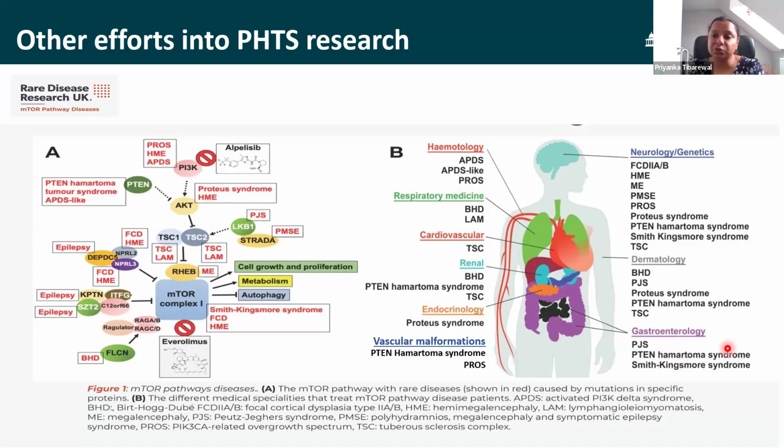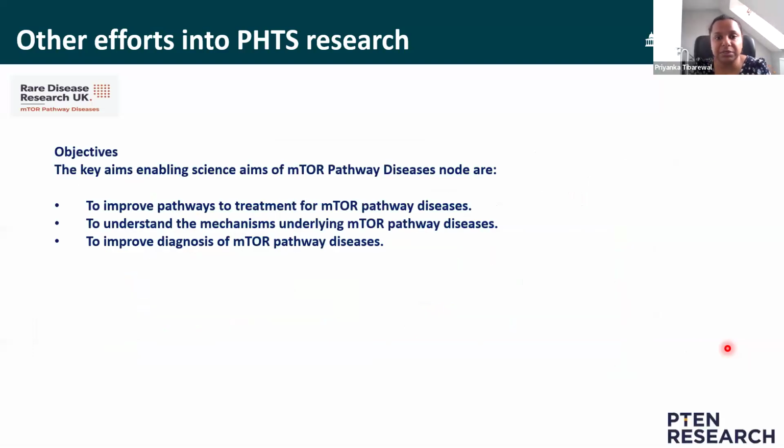You have larger groups of patients to look at, which will help set up clinical trials a lot more easily, because one of the issues with setting up clinical trials for rare diseases such as PHTS is you never have enough patients. So why do we want to separate the efforts? Why don't we join forces? Their main objectives are to improve treatment, to improve our understanding of the mechanism, and to improve diagnosis. This is one of the other ongoing research efforts.